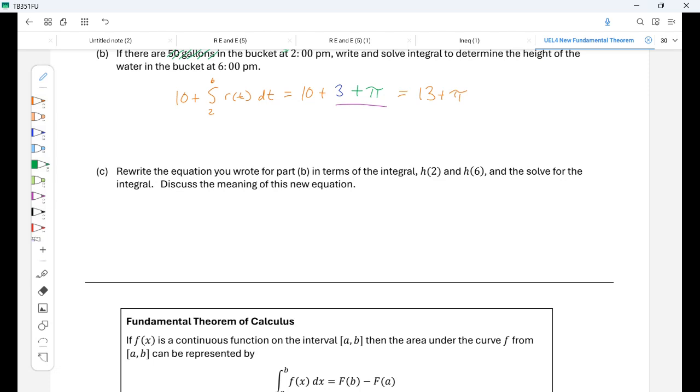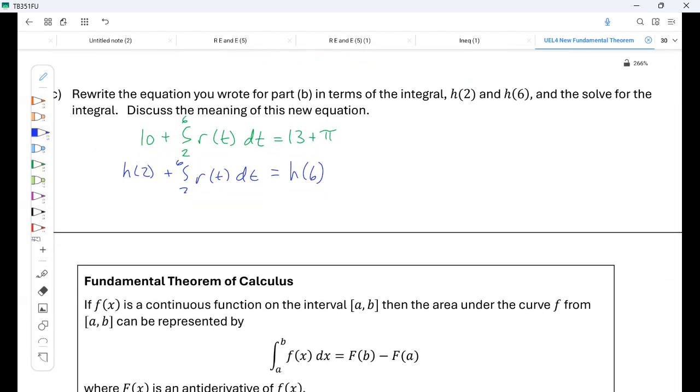So we had, the thing we wrote as our integral was 10 plus the integral from 2 to 6 of r of t dt. And that ended up equaling 13 plus pi. I just said earlier that that 10 comes from the h of 2. And 13 plus pi is the answer to how much water is in the bucket after 6 hours, right? So that's actually h of 6. It's solved for h of 6, but we want to solve it for the integral.